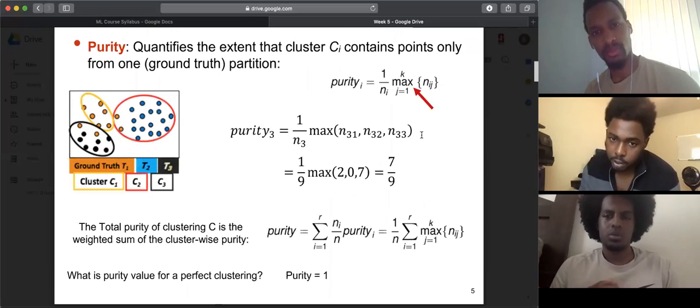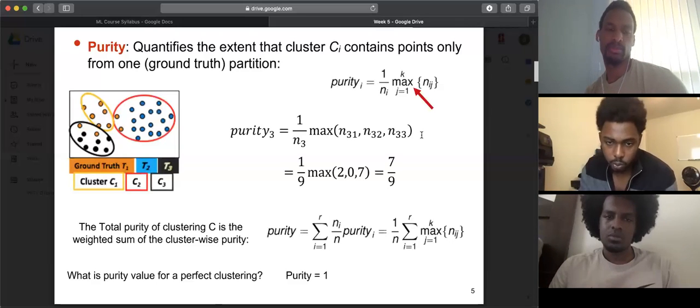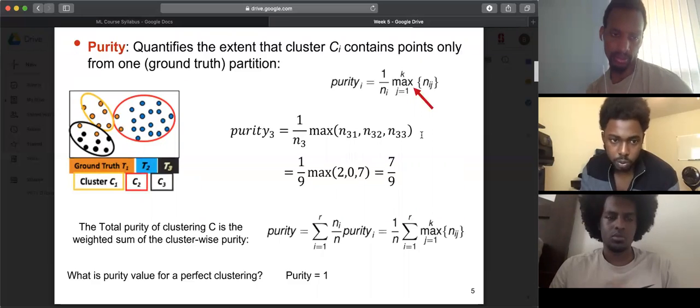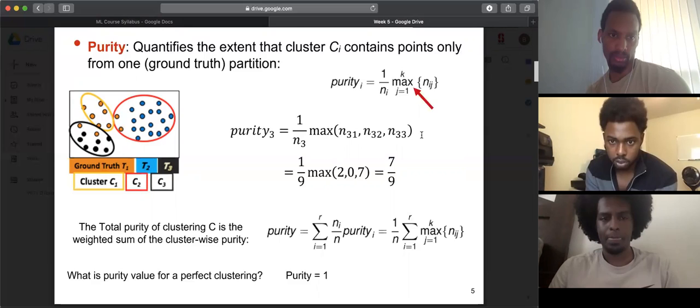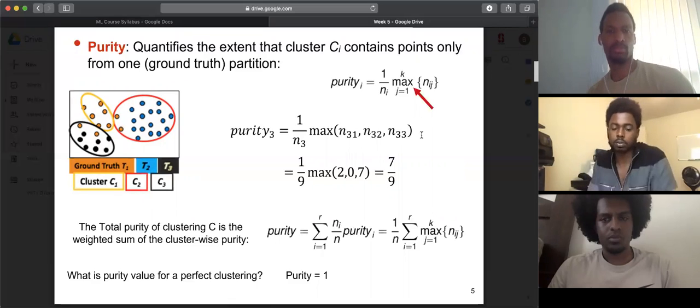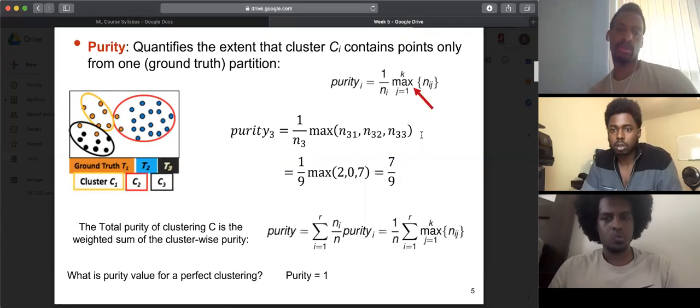But let's say that you really messed up, and in your cluster you have more from ground truth 2 than you have from ground truth 3, right? So we're looking at the second equation now. You're still going to get a high purity score even though you actually messed up. You were circling the wrong one. So, does it? Maybe the idea is... I don't think that's true.